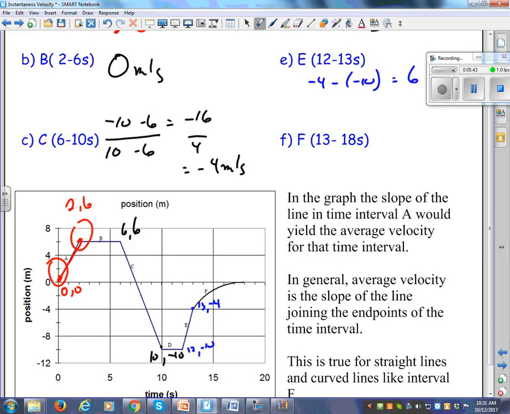Does it go up 6? Yep. And from 12 to 13 is just 1 second, right? 13 minus 12 over 1. So that's going to be 6 meters per second.